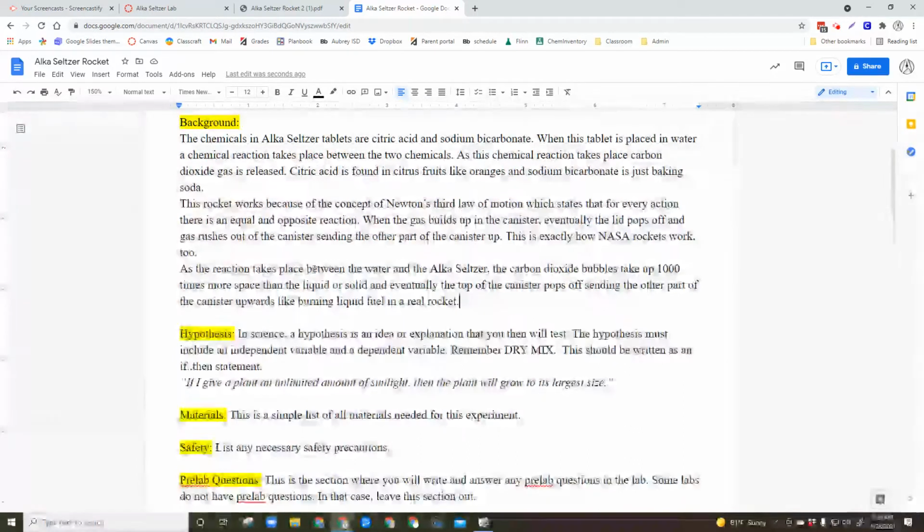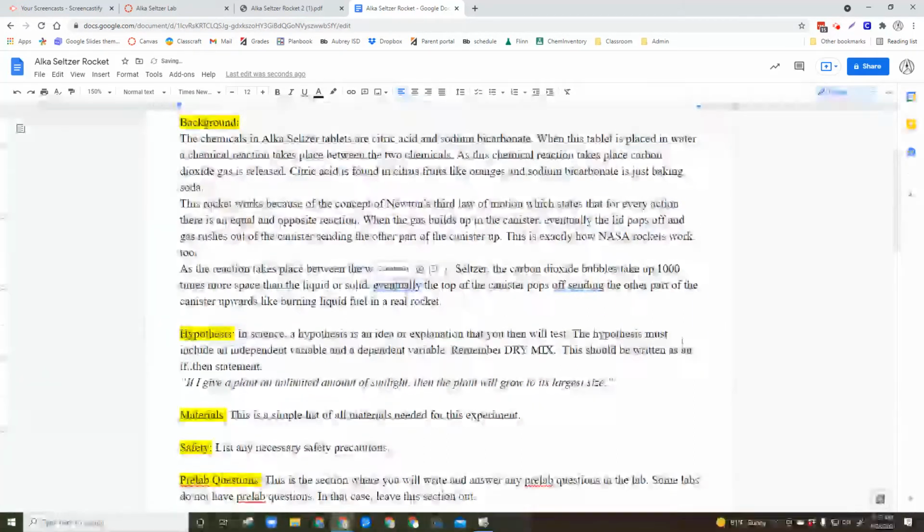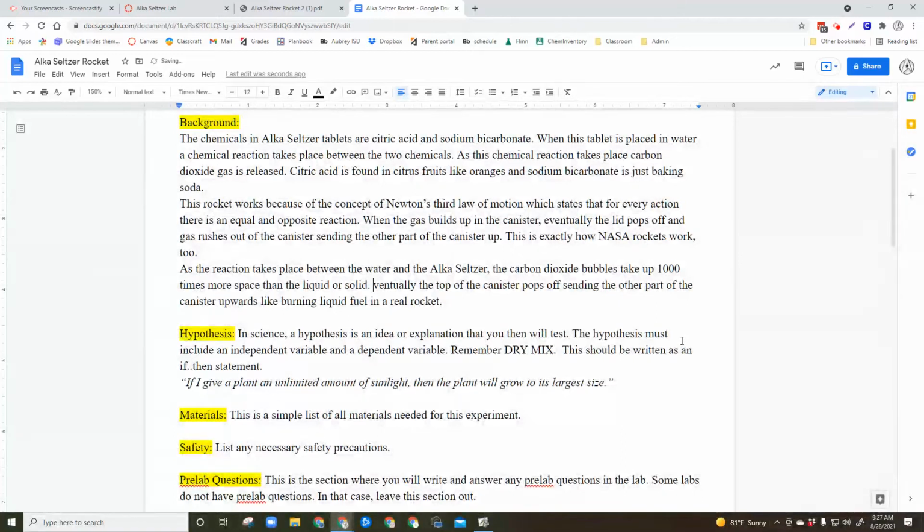Okay, as the reaction takes place between the water and the Alka-Seltzer, the carbon dioxide bubbles take up 1,000 times more space than the liquid or solid. Okay, there we go. So the word "and" is a conjunction combining these two sentences. So we can take that out and make this a whole other sentence.